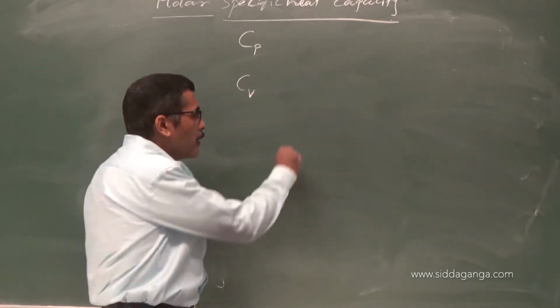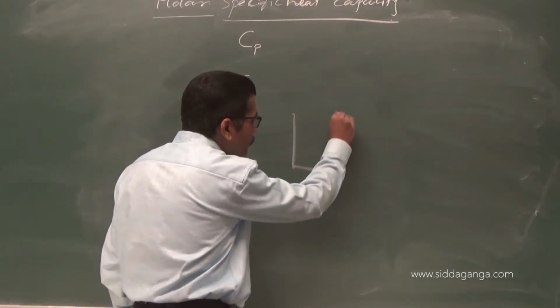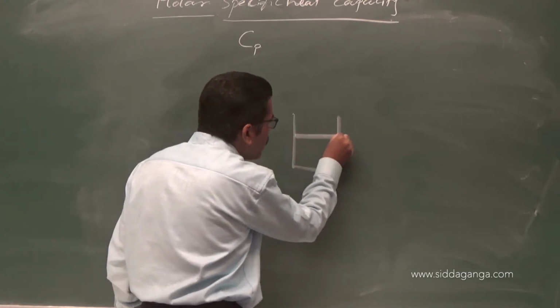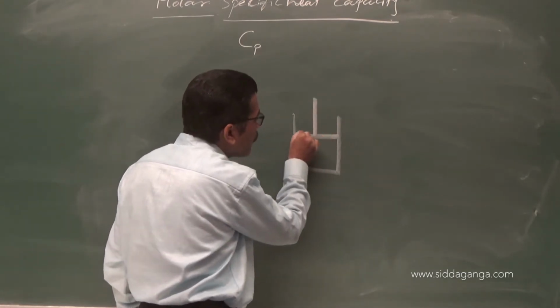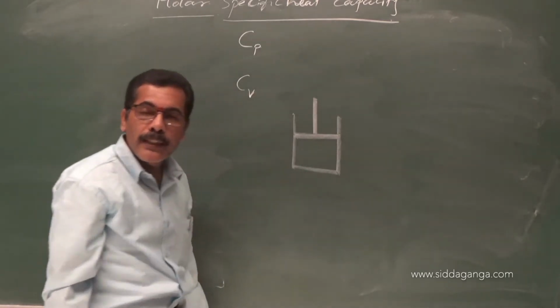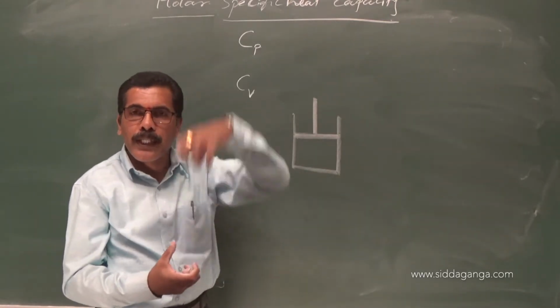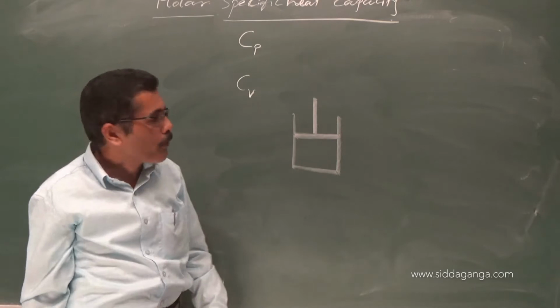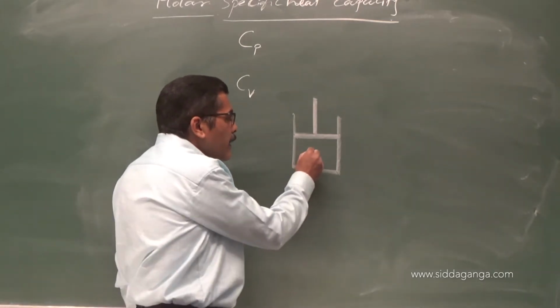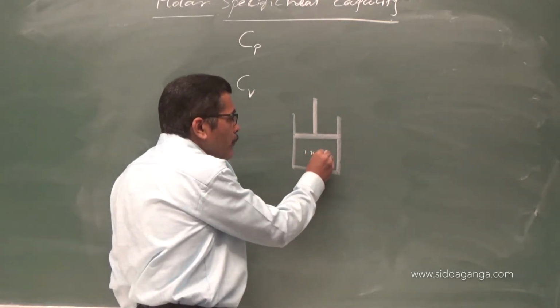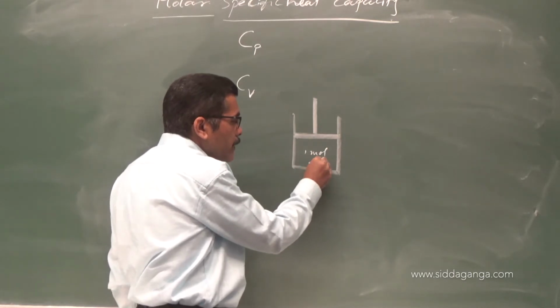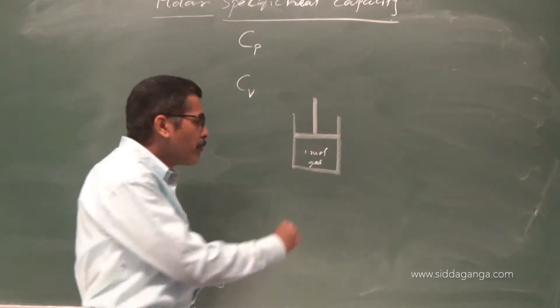For example, we have a cylinder fitted with a movable piston. It can easily move. You just remember your cycle pump. There is a piston, and here there is a gas, 1 mole of gas. So you are supplying heat to this gas.